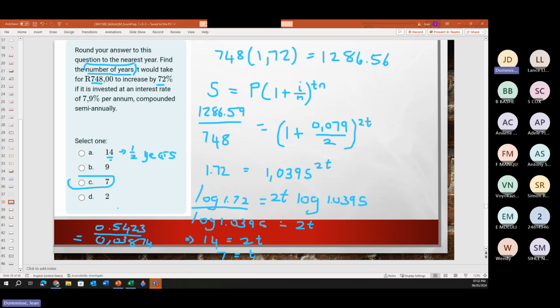Okay, so again, they give us the 14 half years, which is actually correct, but they want us to report the answer in how many years. So again, important: the number of periods would have been 14, but the number of years is 7.